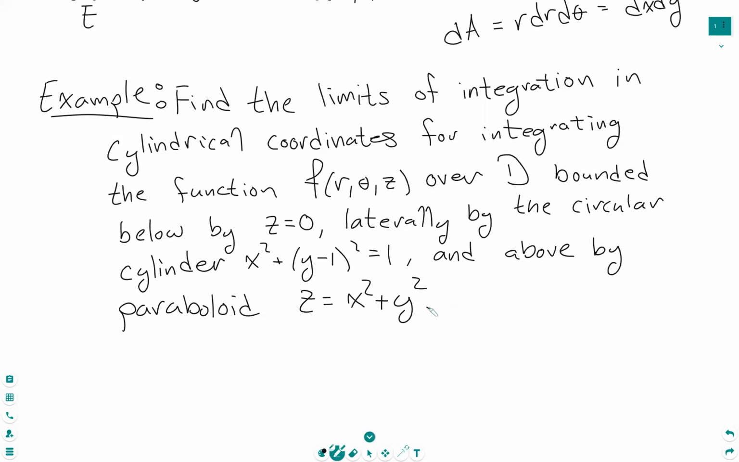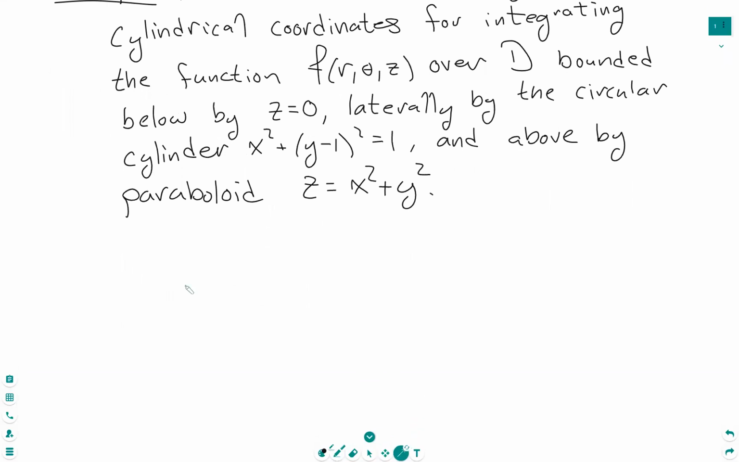Okay, so let's get an idea of what this thing looks like. First thing we're always going to do is try to do a rough sketch. We're bounded by the z equals 0 plane, so we're on the xy plane down here. Then we're laterally confined by the circular cylinder x squared plus (y minus 1) squared is equal to 1. This is just a circle in the xy plane of radius 1, but it's offset a little bit. It's centered at (0, 1) instead.